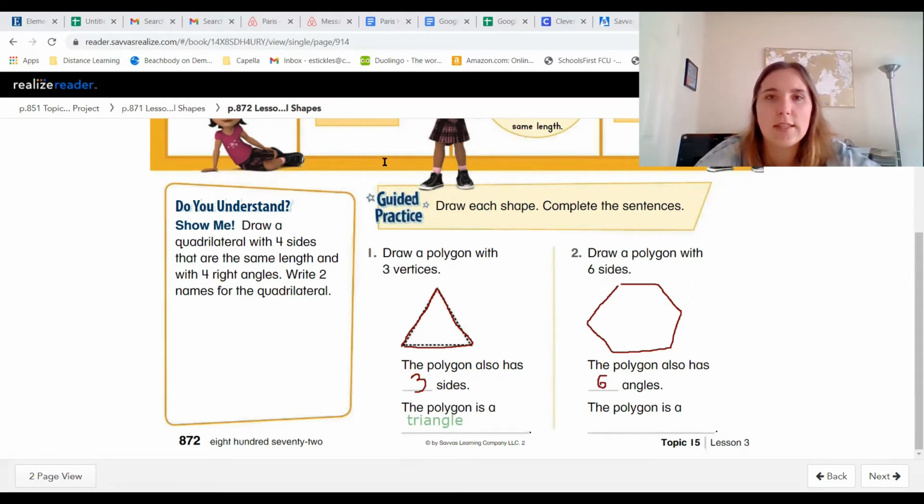What shape has 6 sides, 6 vertices, and 6 angles? Has an X in it. Hexagon. So this would be a hexagon. We're going to watch one more quick video, and then we're going to do some more practice.